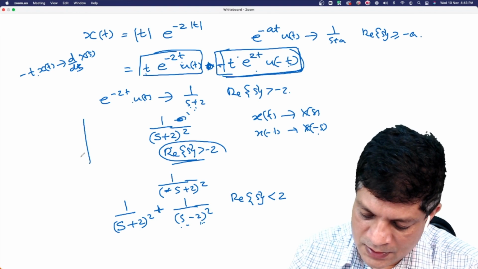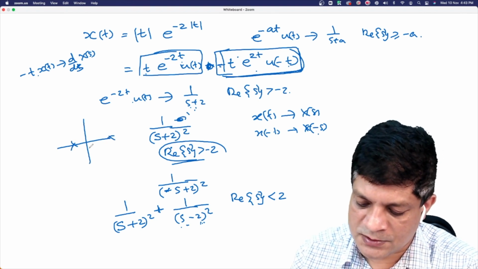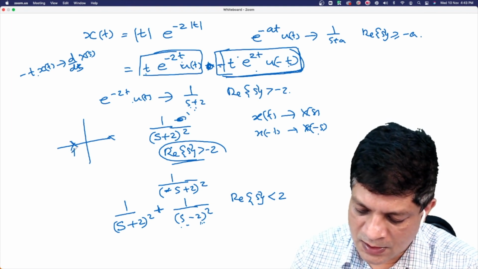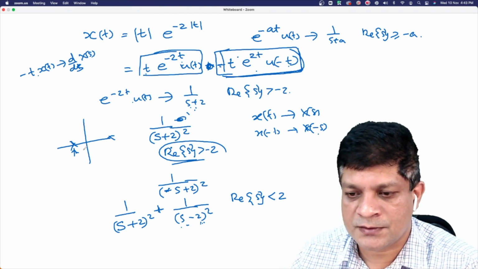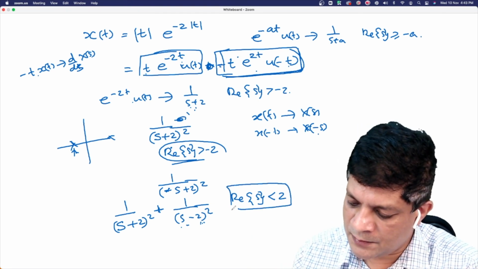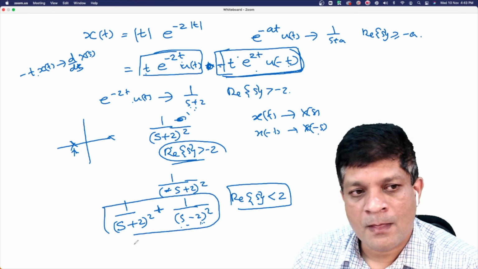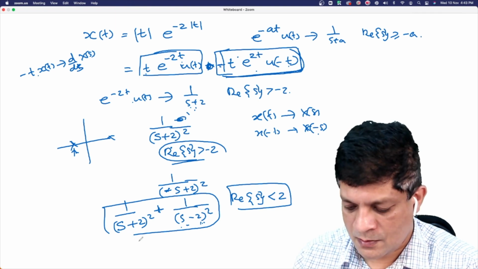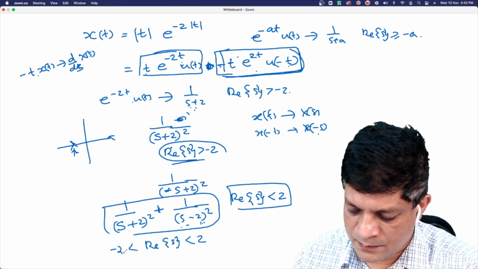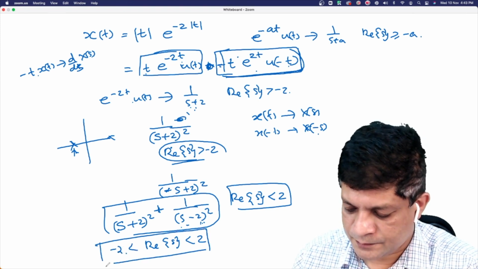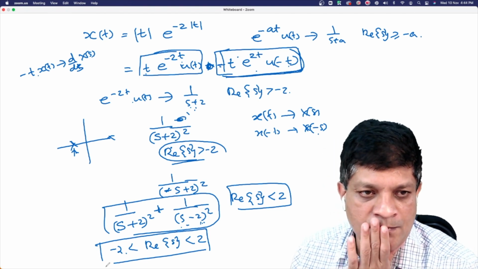For this signal, there is a pole at minus 2, and if you flip the signal in the time domain, this will also be flipped. This is the pole, and this corresponds to a right-sided signal. When you flip the signal, the resulting signal is a left-sided signal. So the ROC is real part of s greater than 2. So what is the combined ROC? Minus 2 to 2. It is real part of s between minus 2 and 2. That is the answer, and other problems are also similar.